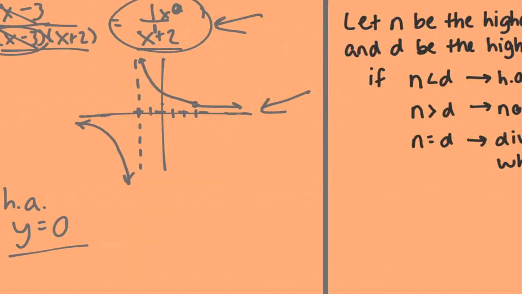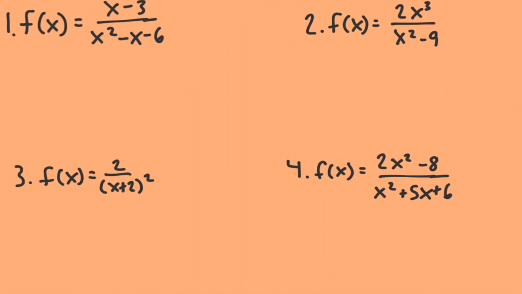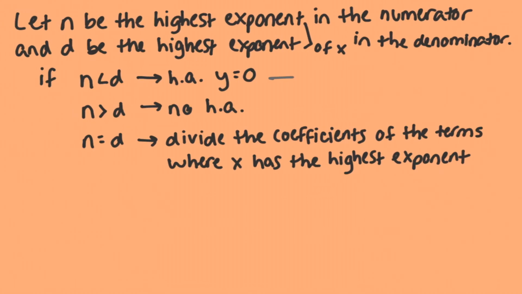Let's look at a couple more examples. We just did this one, and it was y equals 0. Number 2: the highest exponent of x in the numerator is 3, and the highest exponent of x in the denominator is 2. 3 is greater than 2. If the numerator is greater than the denominator, there's no horizontal asymptote.